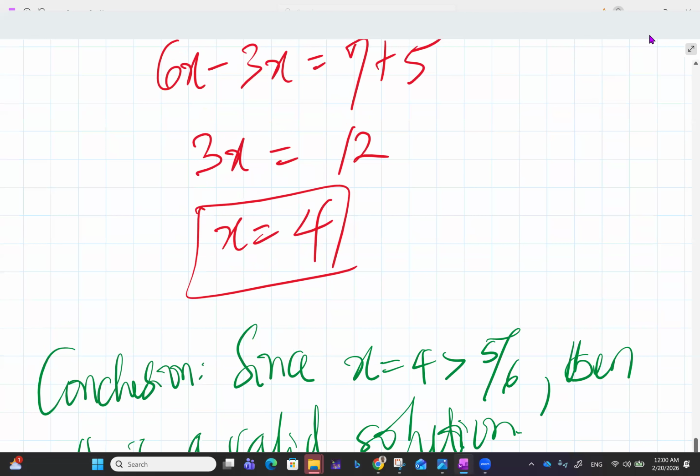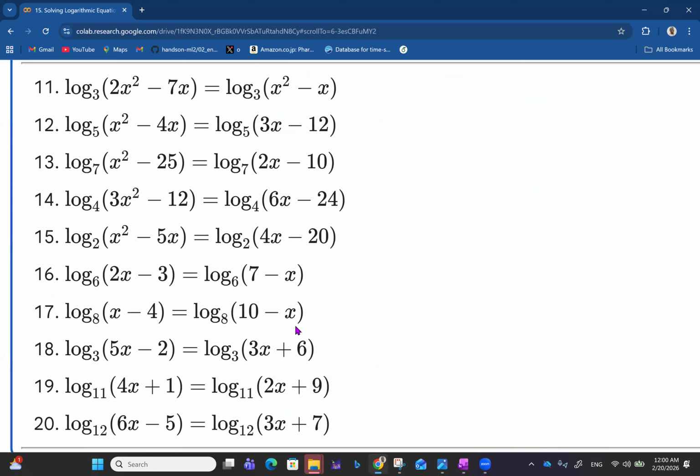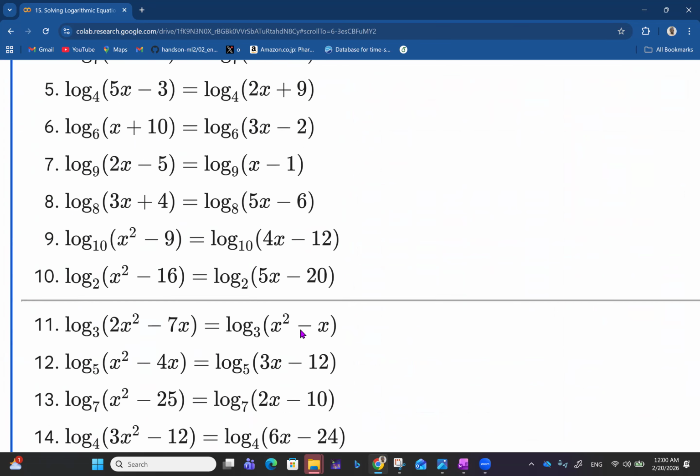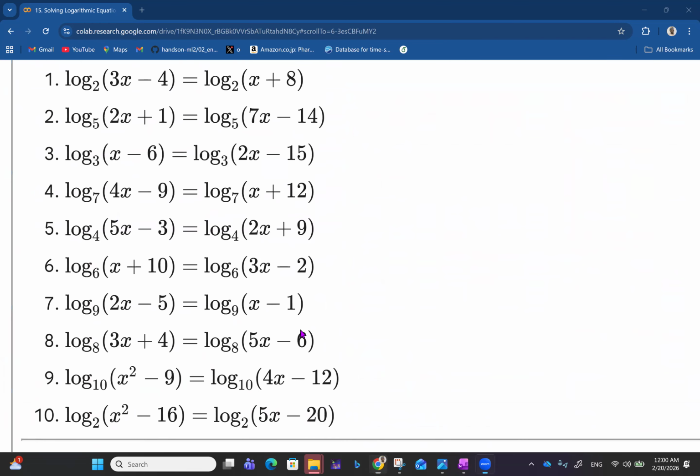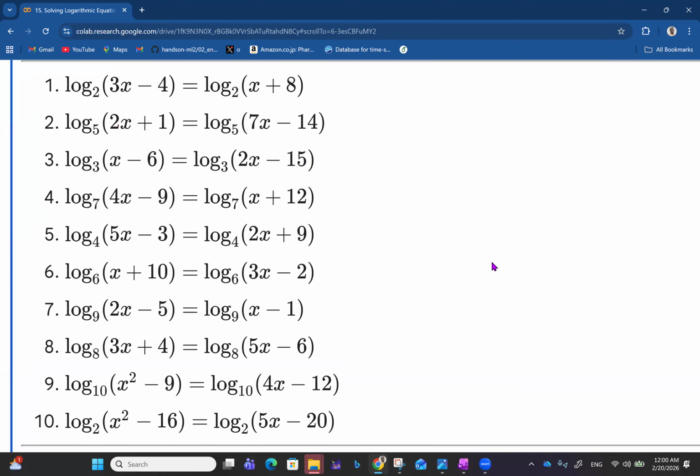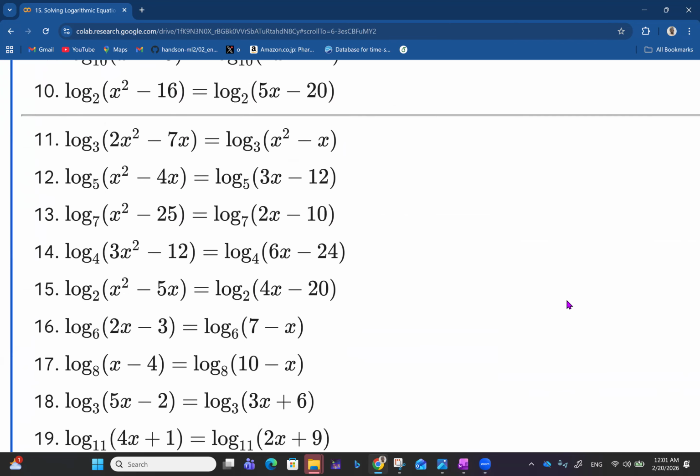All right, with that, now we have come to the end of this interesting video about solving logarithmic equations by same base comparison. Don't forget to try your hands on these 20 questions. I've done 2 out of them. So you want to check 1 to 10, and then check 11 to 20.